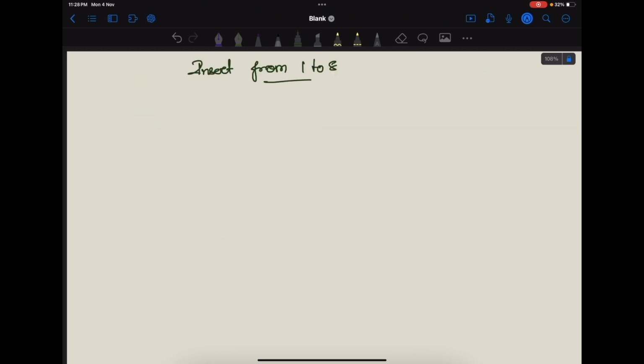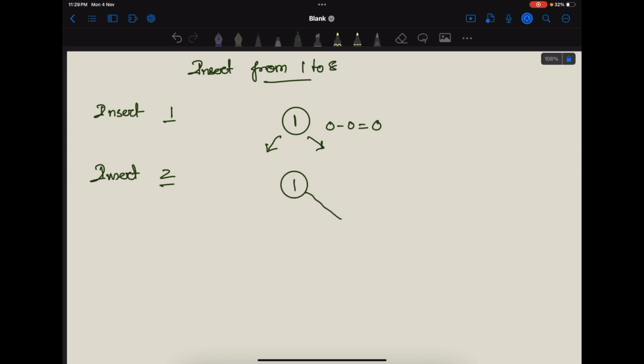So first I am going to insert the value number 1. First you have to create one node and insert the value 1 and check that there is no left and no right. So 0 minus 0 equal to 0, and the next value is to insert number 2. Where will the 2 be placed? The 2 will be placed on the right-hand side of 1. Why? Because 2 is greater than the root node. So the root node is 1, and the 2 will be coming to the right-hand side, and then you have to place the value 2.